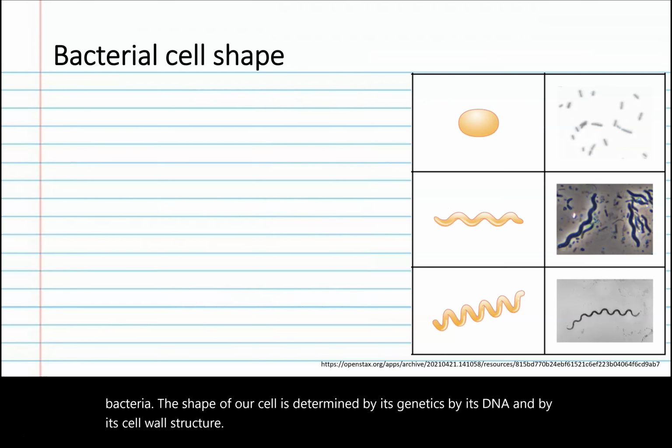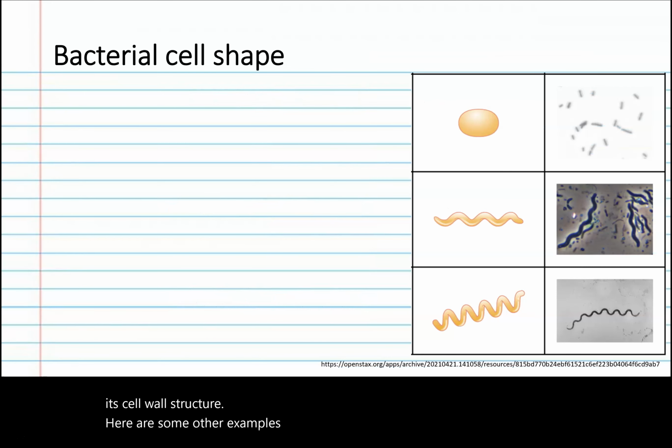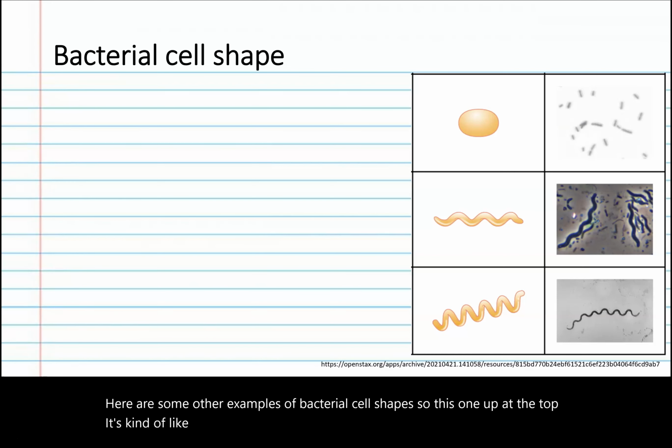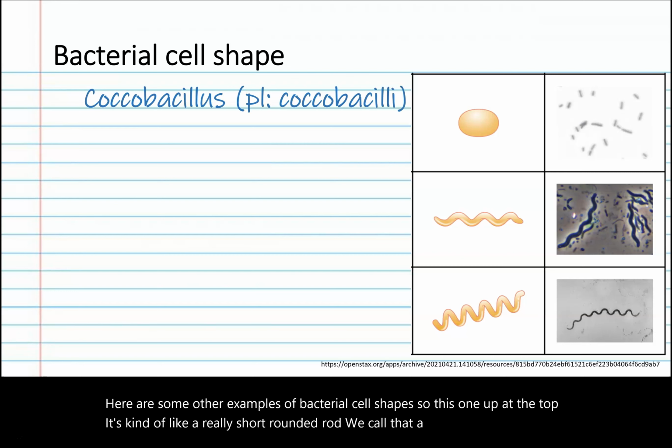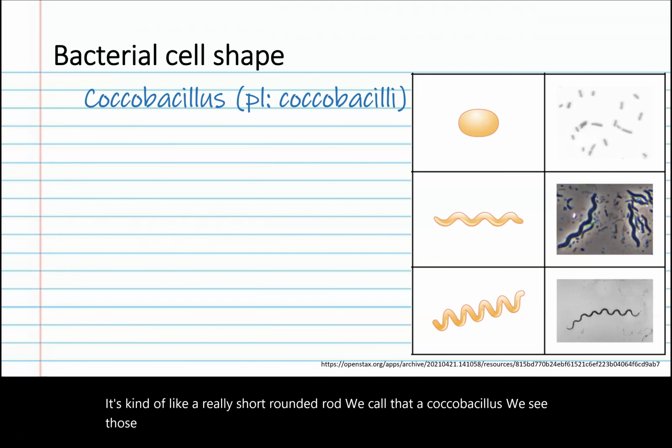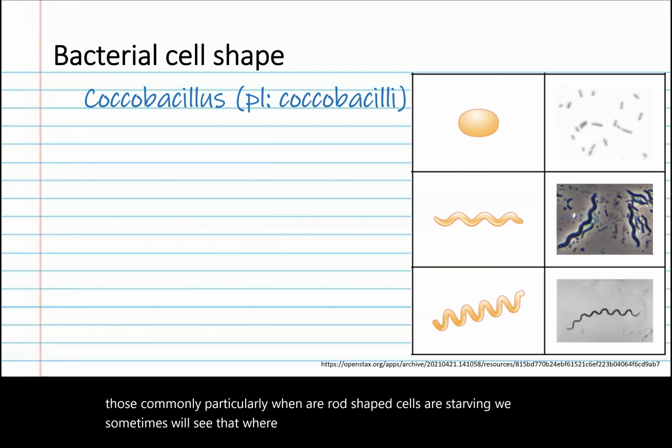Here are some other examples of bacterial cell shapes. So this one up at the top, it's kind of like a really short, rounded rod. We call that a coccobacillus. We see those commonly, particularly when our rod-shaped cells are starving. We sometimes will see that where they shorten up and form this coccobacillus. Some cells just look like this all the time.